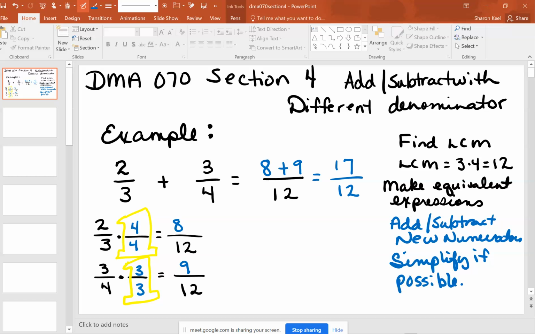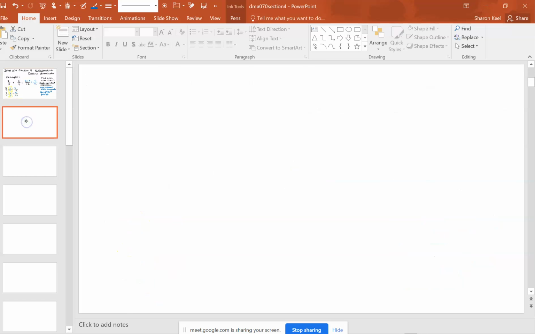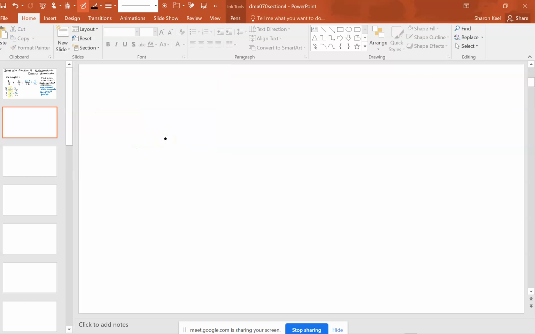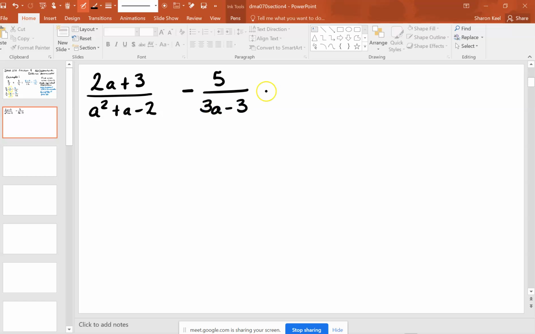Okay, so that's what we're going to do, but in our examples and our problems, we're not going to have just whole numbers. We're going to have different values for the denominators that will be in the form of expressions. So let's say we have 2a plus 3 over a squared plus a minus 2, and we're going to subtract 5 over 3a minus 3.